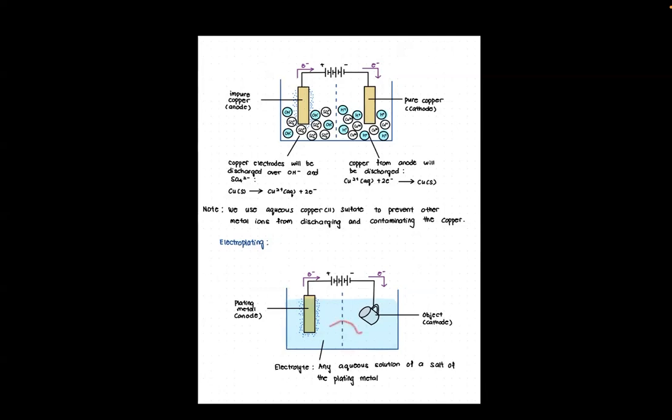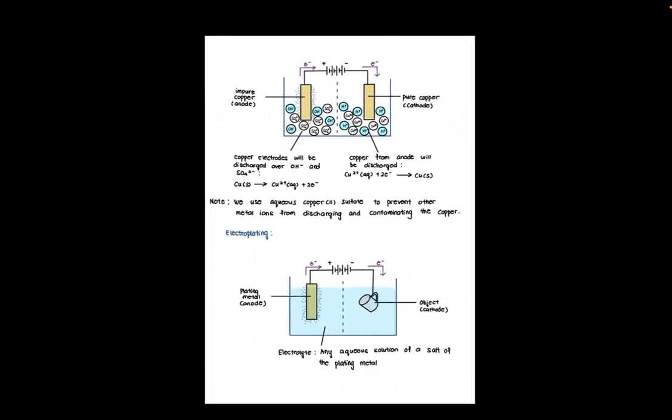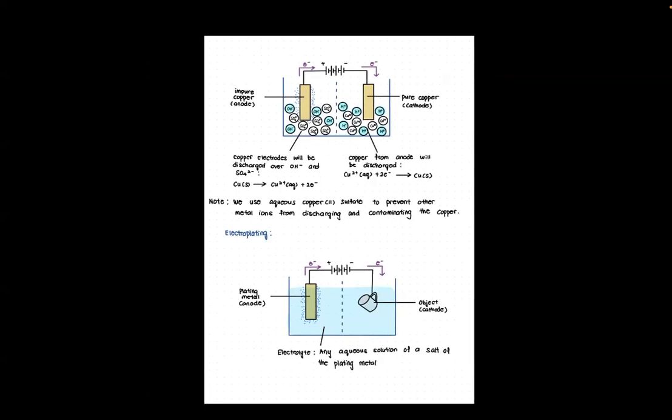So in this case, we want to make sure that the aqueous solution here uses copper cations as well. Wait, isn't this just the same thing as electroplating? Isn't it the same thing as the one you said just now? It's just that the cathode is instead an object. Yes, it's the same thing. But they might phrase it differently. So yeah, this is exactly the same as this.